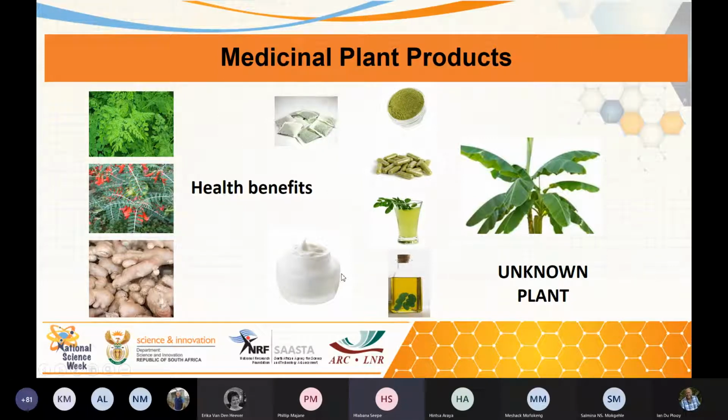Some of those products have labels, some with a very nice label. But the question is, whatever is reflected on those labels, is it actually what is in the product? And is there any health benefit associated with it? Because in some cases, you find that a wrong or different plant is used in a product. By the way, I'm not referring to the medicinal plant products developed here at ARC. You must keep in mind that besides ARC, there are a lot of competitors around which produce these medicinal plant products.